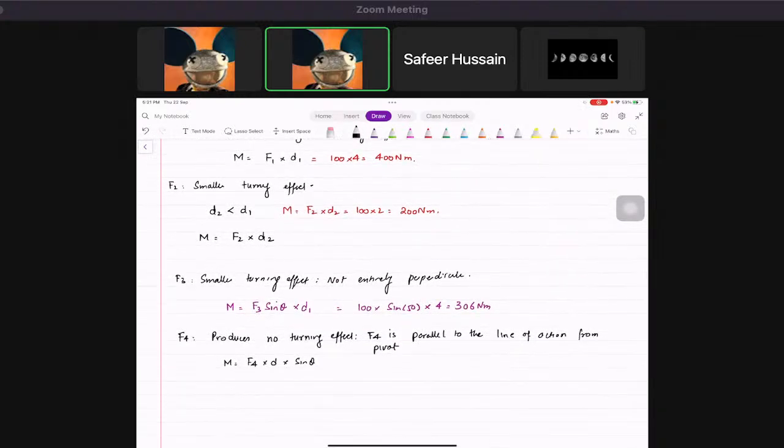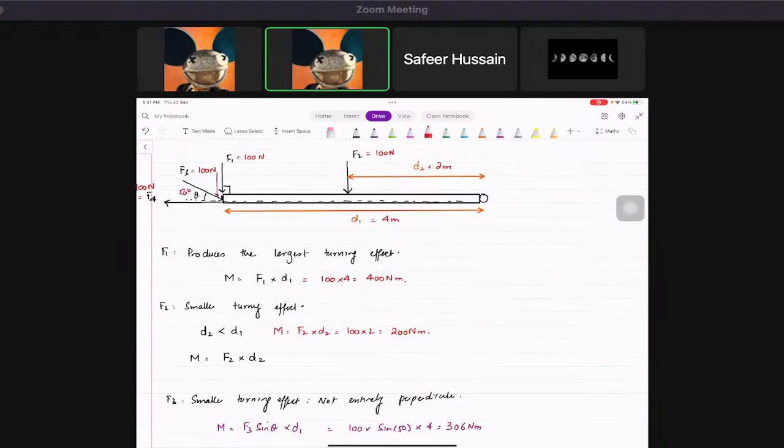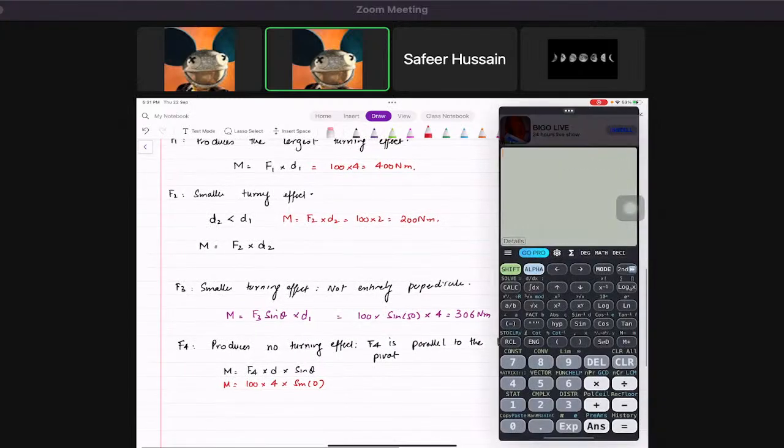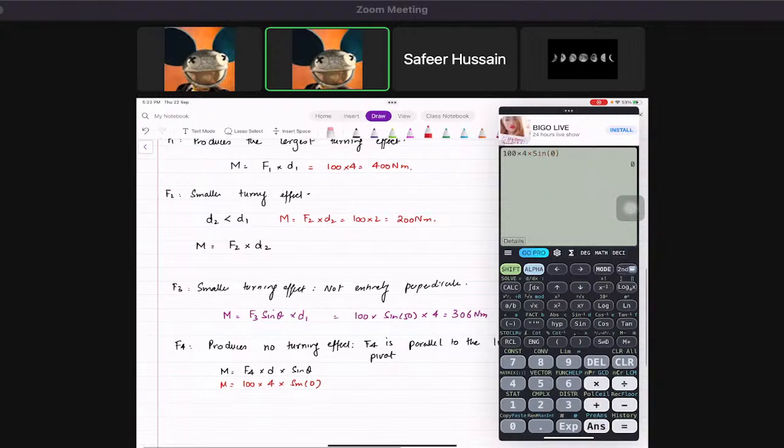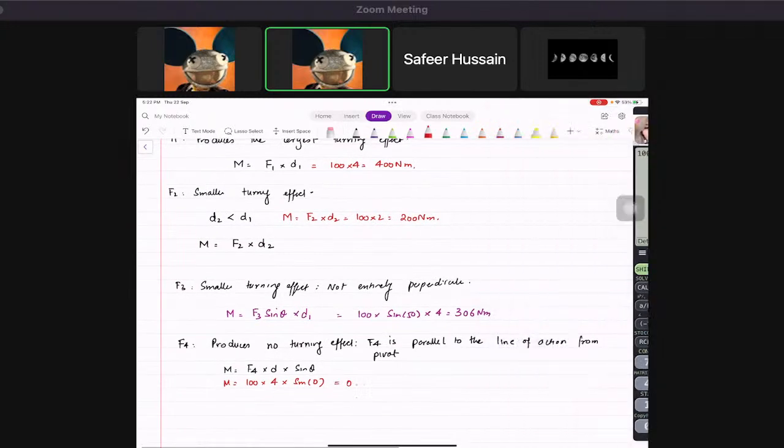If you add, you say, okay, I'm going to add 100 here, I'm going to add 4 here, I'm going to add sine of 0, because the angle between the distance and the force is 0. So you use 100 times 4 times sine of 0. Basically sine 0 is 0, so it just gives you 0 moment. Is it clear, everybody? Any questions?